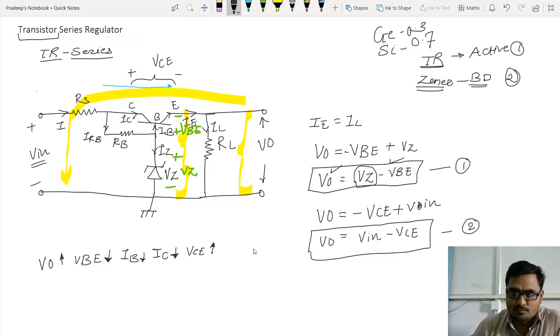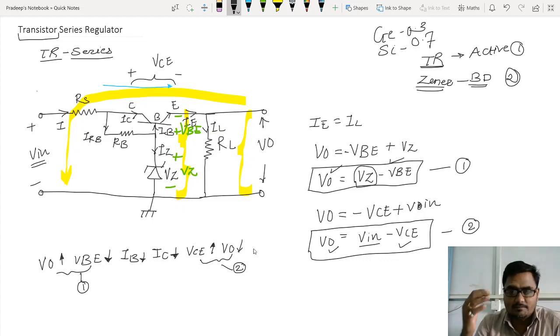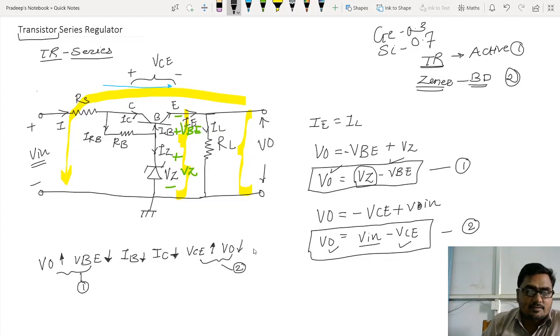So, this input voltage is still constant. And now, if this input voltage is still constant, output voltage and this VCE, obviously they will be inversely proportional. So, if VCE starts increasing, then output voltage starts decreasing by equation. Look at this. This will happen by equation number 2. And this thing will happen because of equation number 1. Now you will come to know why I am writing 2 equations to understand this complete scenario.